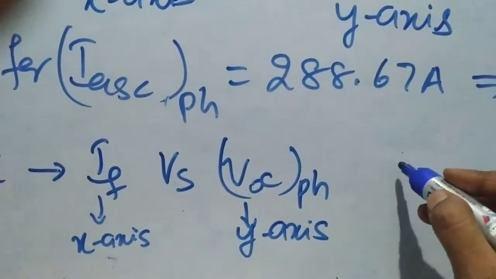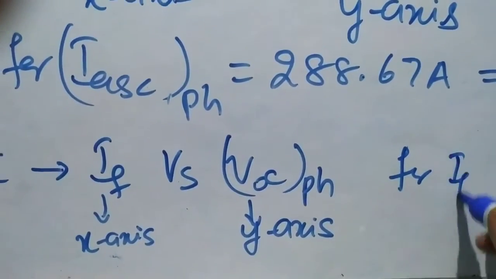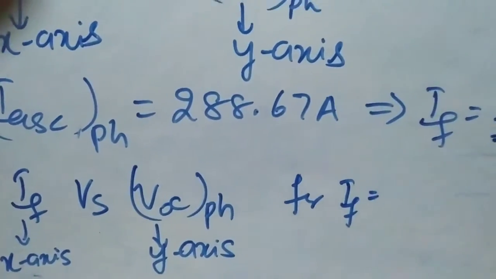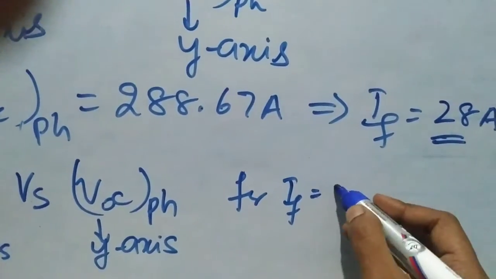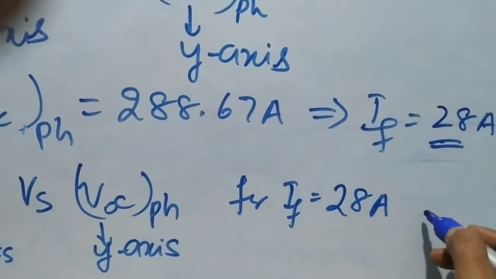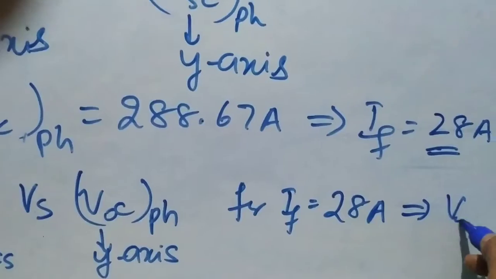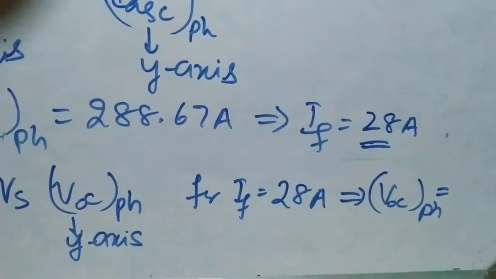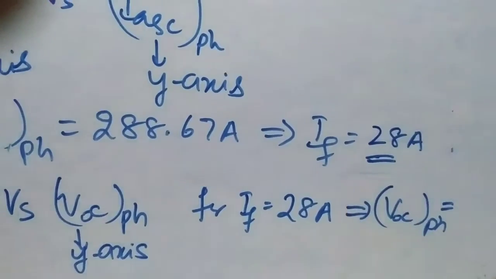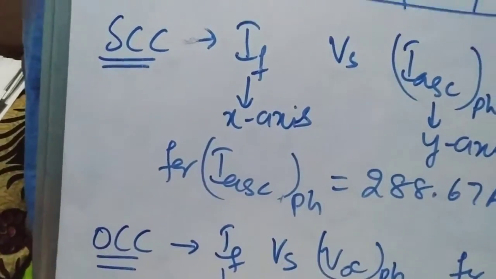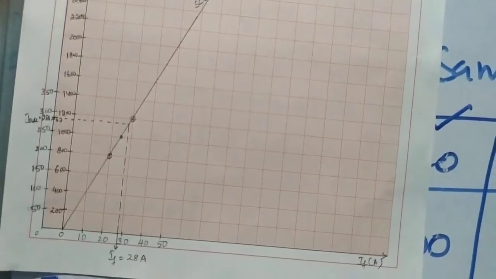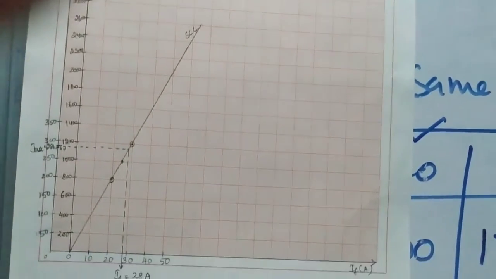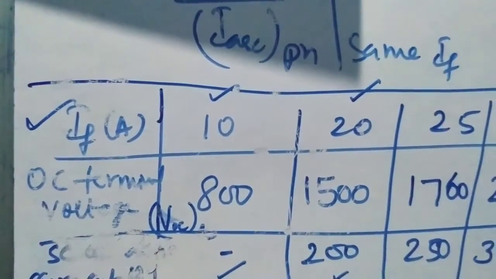So from this you have to write, for IF equal to, what is that IF value you got from the short circuit characteristic? 28 amps. For IF equal to 28 ampere, what is the corresponding value of VOC phase? That we have to get from the graph after plotting the OCC curve. So now let us draw the OCC curve for the corresponding values.